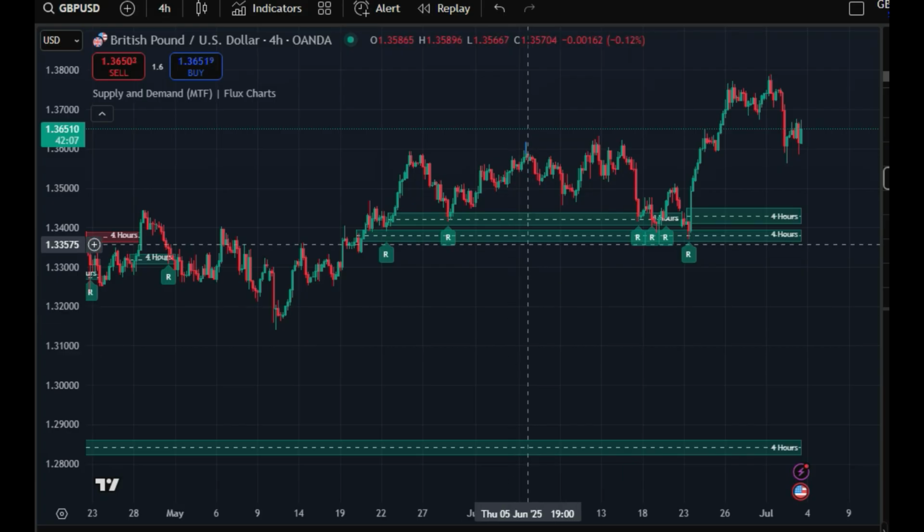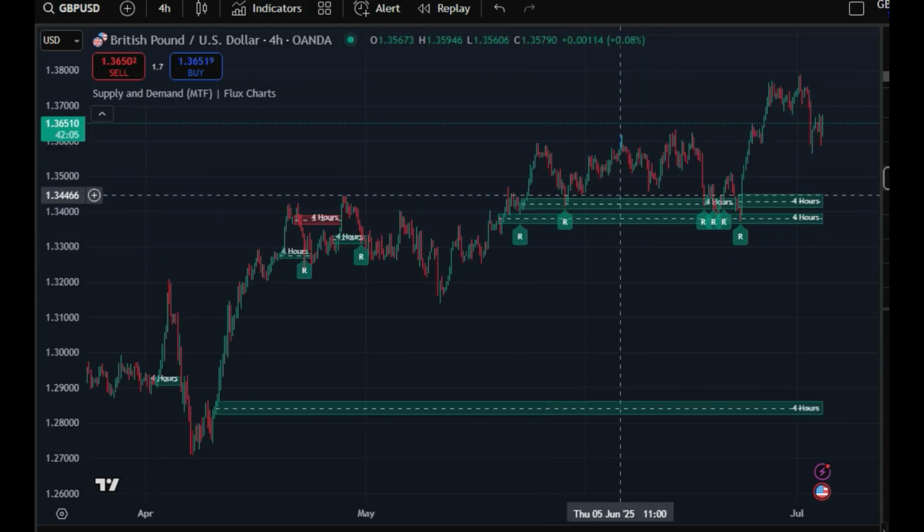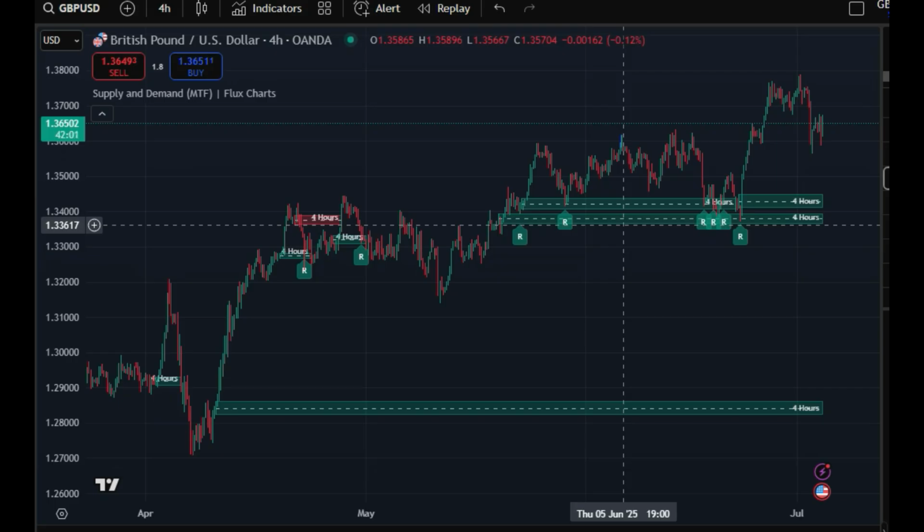However, like I said, demand and supply zones can be determined and drawn in various ways. But these are two indicators that I use sometimes just to spot the right way, in case I miss a good supply or demand zone.